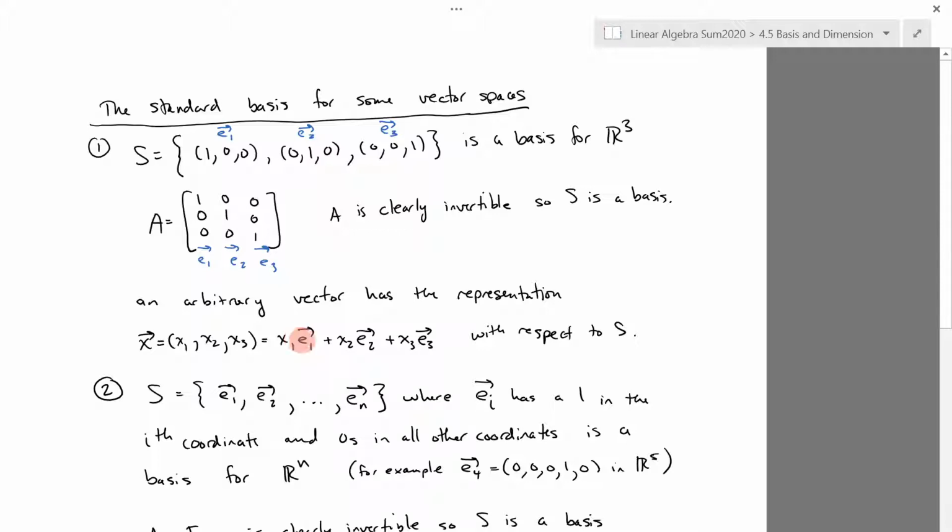And so the representation of our vector x in terms of the basis vectors is exactly the same as the typical coordinate representation that we have for 3-dimensional vectors. And so this is why this is called the standard basis.